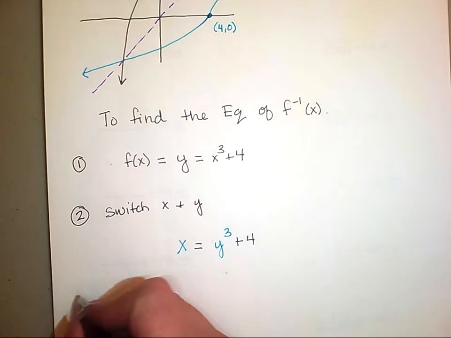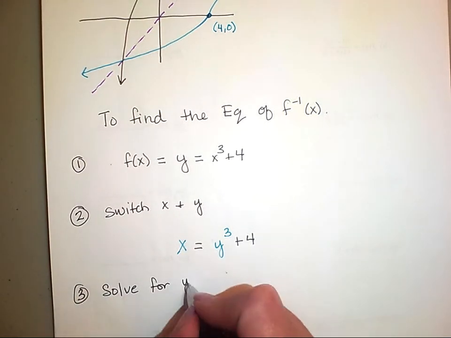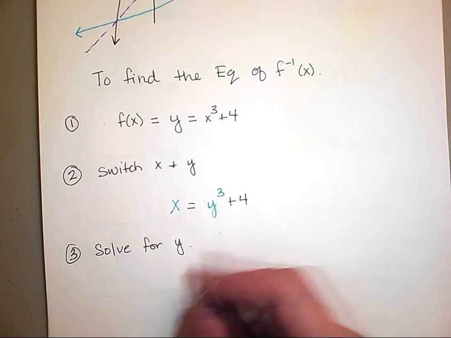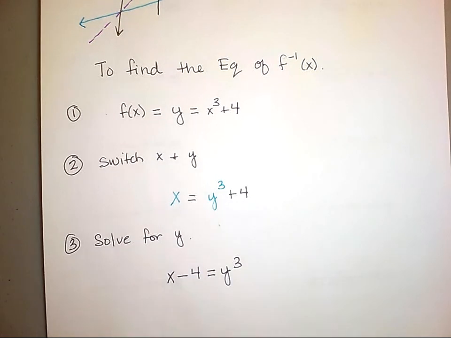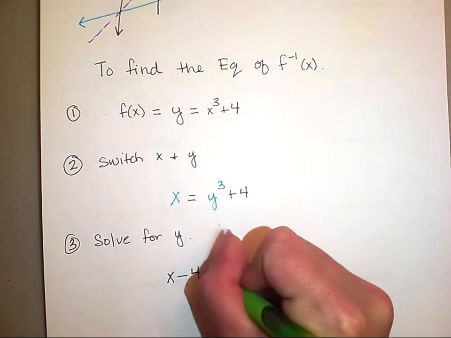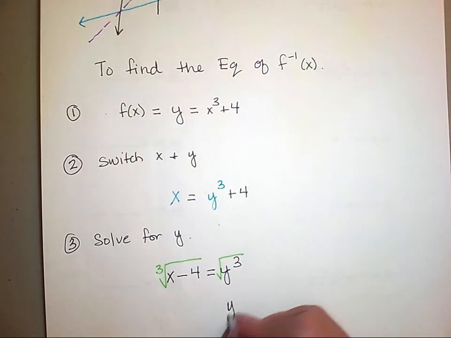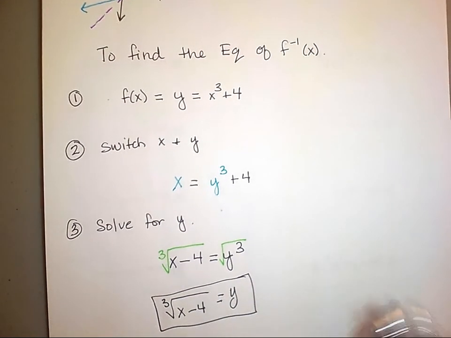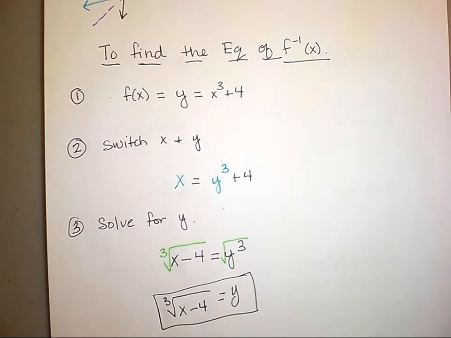And now we can solve, and we'll be solving for y. Let's get y cubed by itself, so we'll subtract 4 from both sides. So x minus 4 is equal to y cubed. And then we can just take the cube root, using the fact that these are inverses, to get y is equal to the cube root of x minus 4. So in this way, we've found the equation of f inverse.